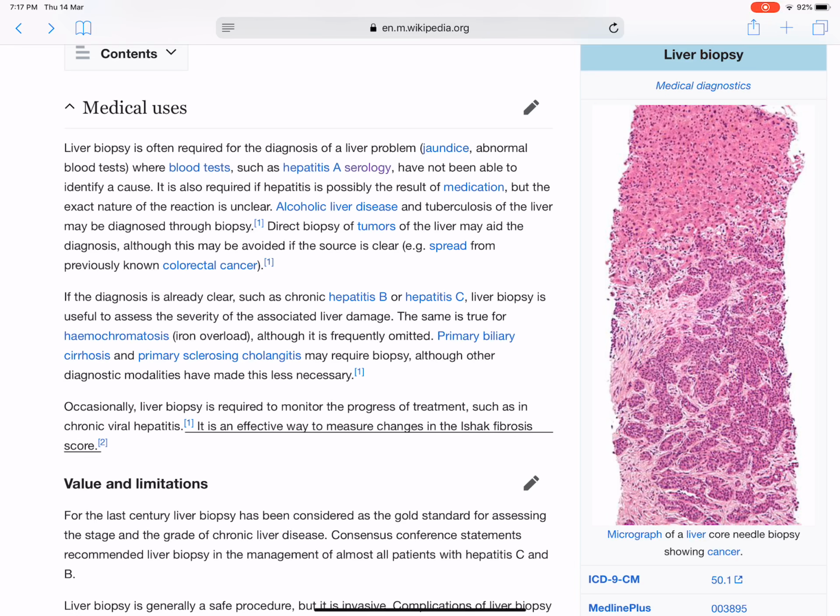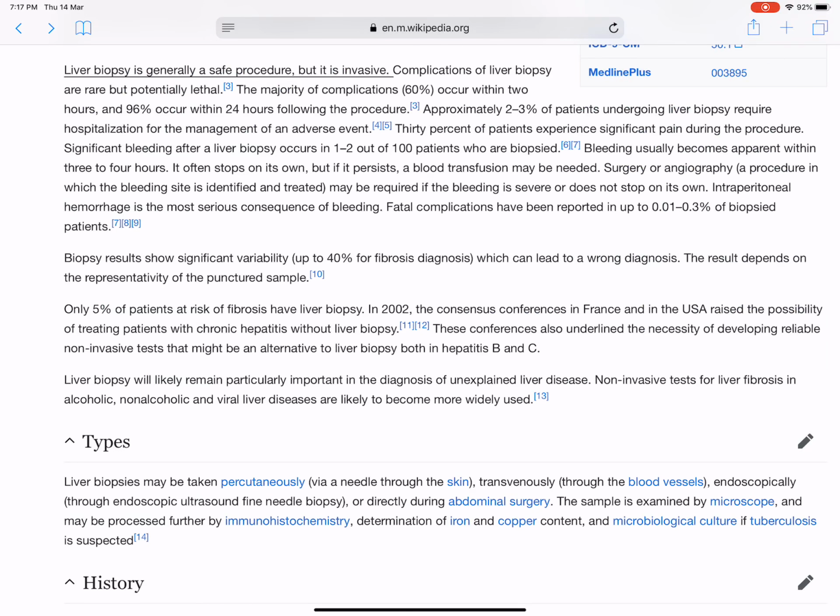Value and limitations. For the last century, liver biopsy has been considered the gold standard for assessing the stage and the grade of chronic liver disease. Consensus conference statements recommended liver biopsy in the management of almost all patients with hepatitis C and B. Liver biopsy is generally a safe procedure, but it is invasive. Complications of liver biopsy are rare but potentially lethal. The majority of complications occur within 2 hours, and 96% occur within hours following the procedure. Approximately % of patients undergoing liver biopsy require hospitalization for the management of an adverse event.